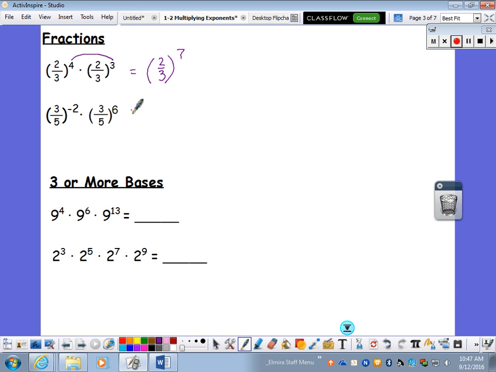Next one. 3/5 is my base. It's a fraction, so leave it in parentheses. Negative 2 plus 6 is 4. Done.